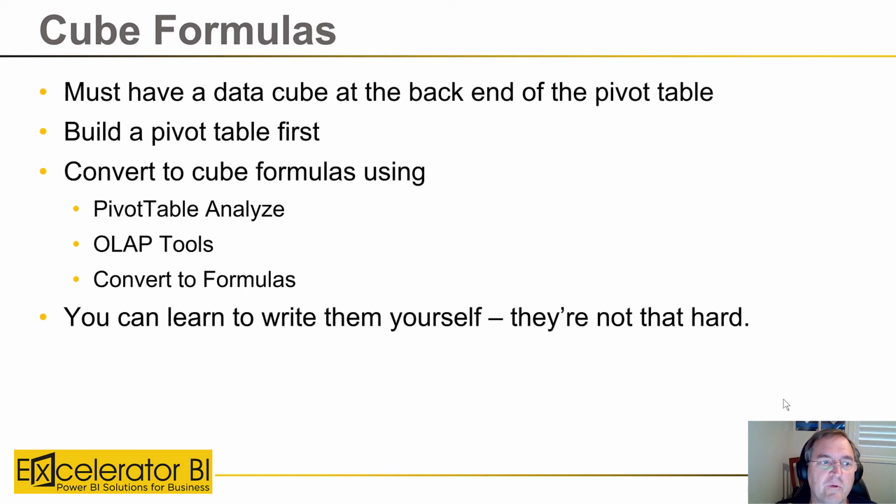So typically the way you would do it would be to build a pivot table first. Once you have your pivot table, convert that pivot table to cube formulas by going to the pivot table analyze menu, find the OLAP tools button and convert to formulas. That's the easy way to do it. But once you get the hang of it, it's actually not that hard to write your own cube formulas. Just watch this video again maybe and give it a bit of practice, and before you know it, you'll be writing your own cube formulas and unleashing a whole lot of capability.